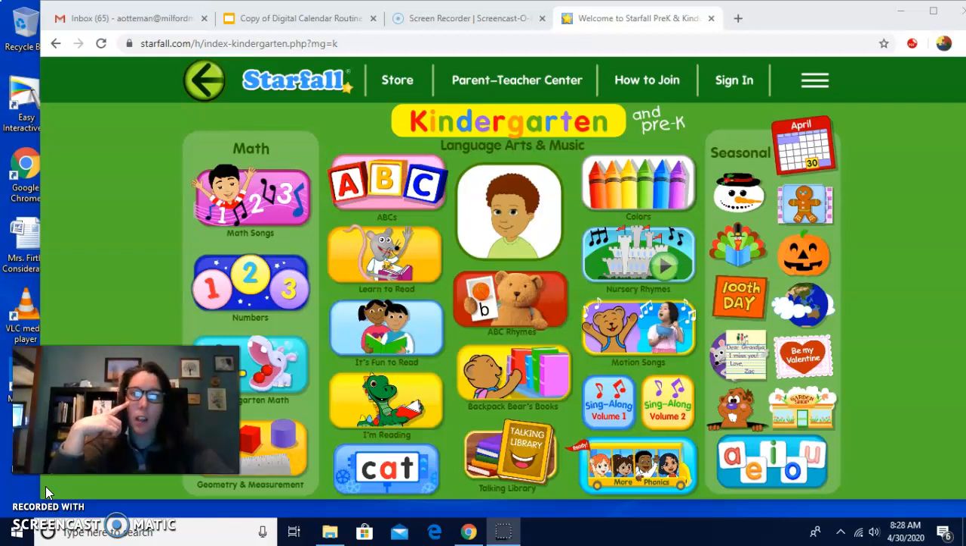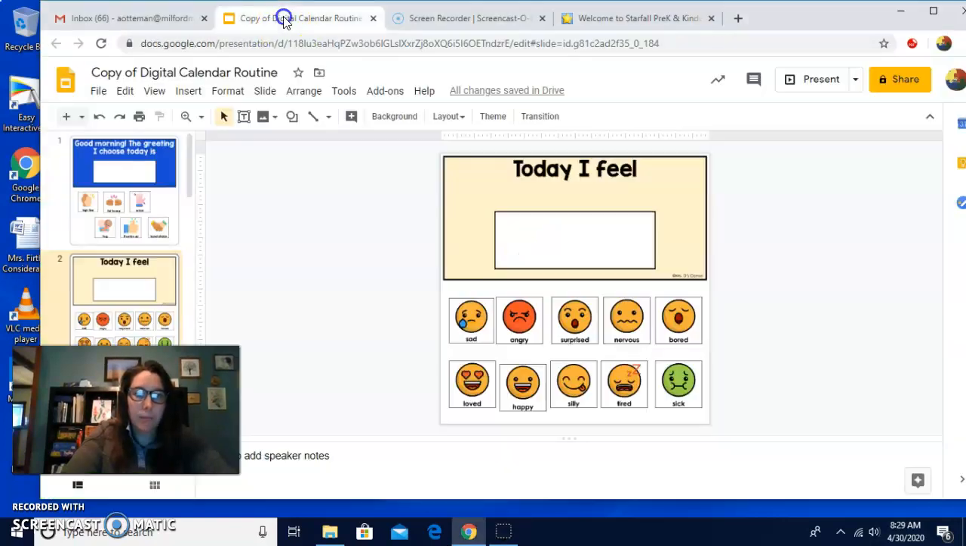Eyes on teacher, listening ears. You should have calm hands and a calm body. Nice job. This is calm what? Calm hands, good. Eyes on teacher, or you can say eyes on the screen. And listening ears are important to listen to the words, right? Nice job. All right, let's start our calendar.